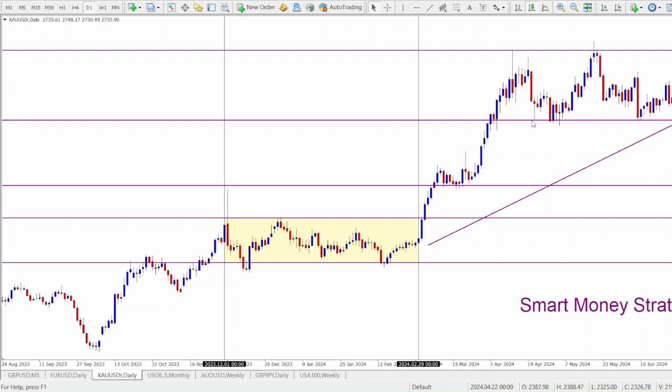Okay, so there you have it. Smart money strategy is all about understanding and aligning with the big players in the Forex market. By learning how to identify liquidity zones, market structure shifts, and price manipulation, you are setting yourself up for a smarter, more strategic approach to trading.